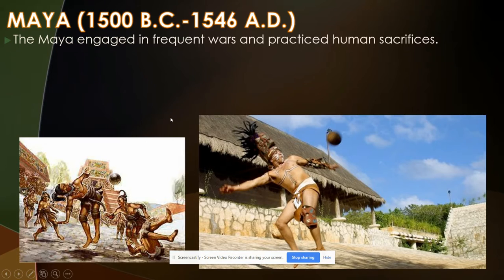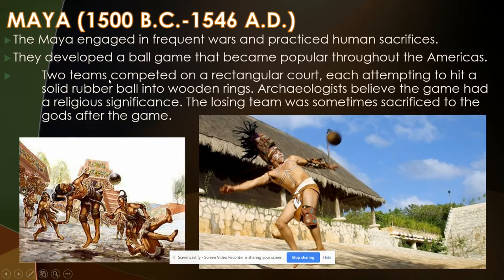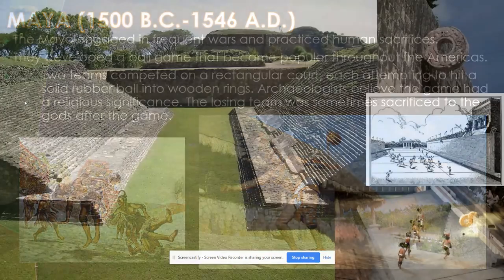All right, so the Maya engaged in frequent wars and practiced human sacrifice. So they had to go out and gather people to sacrifice. They developed the ball game that became popular throughout the Americas. Two teams compete in a rectangular court, each attempting to hit a solid rubber ball into wooden rings. Archaeologists believe the game had a religious significance. The losing team was sometimes sacrificed to the gods after the game. So it's a game played with a rubber ball and pretty much off of your hip. So pretty tough game to play.